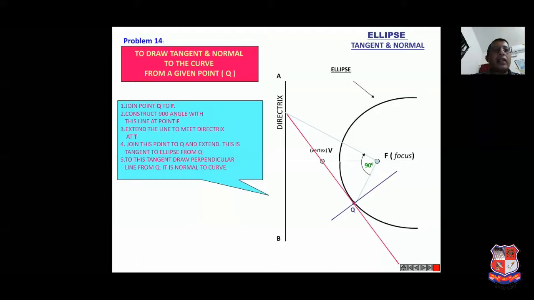To this tangent, draw one perpendicular line from Q. It is the normal to our curve. So, in this manner, we can draw a tangent TT and normal NN to our curve known as ellipse.